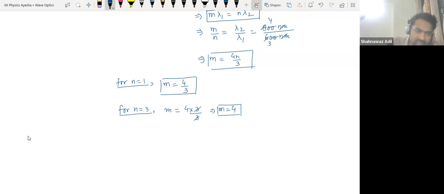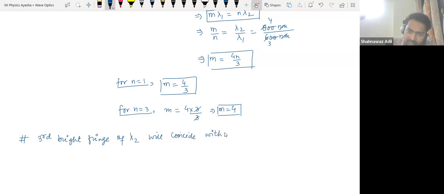So now we can say that the third bright fringe of lambda 2 will coincide with the fourth bright fringe of lambda 1, right? So m was for lambda 1. So we can calculate y3 for lambda 2, and you can check that that would be equal to y4 of lambda 1.